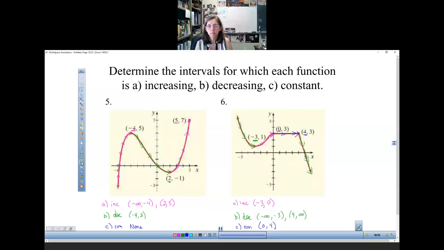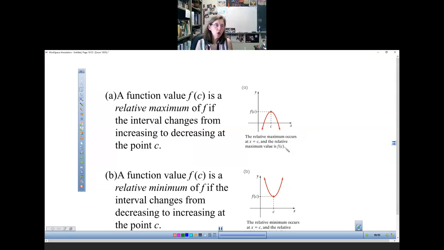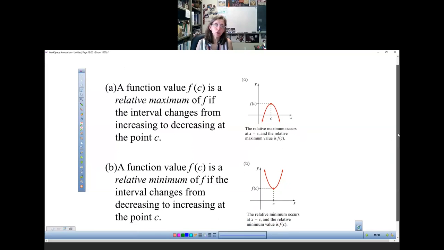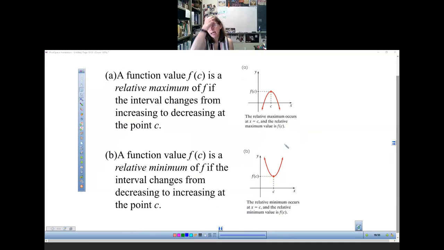Okay. So another thing we talk about with functions is turning points. And turning points are also known as relative maximum points and relative minimum points. And those are incredibly important as we move through some other things. They have some significances later on.